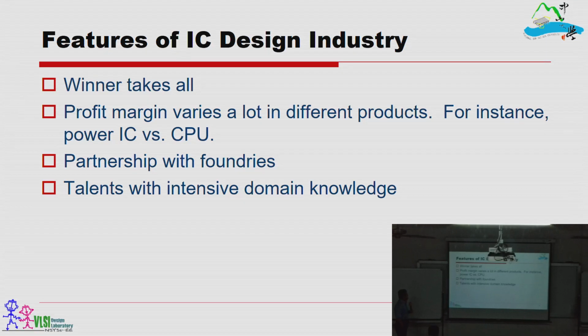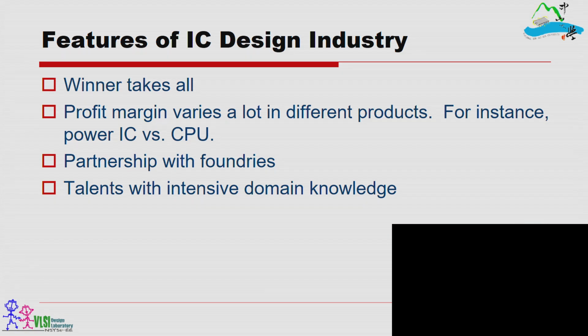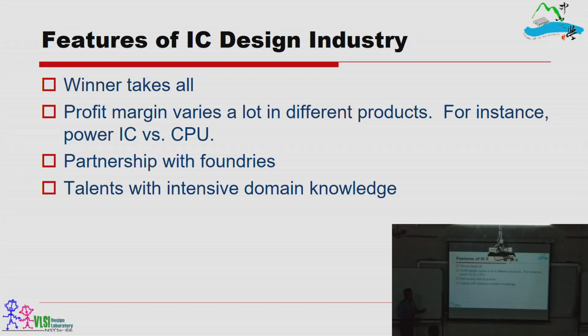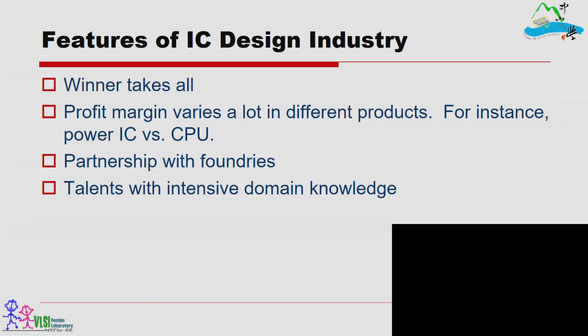All right, and the profit margin is so different for different products. For example, power ICs and CPUs. The profit margin of a CPU could be as high as 70%, but power ICs are so small and so cheap that a lot of companies can do that at 7%. So it's very diversified. The range is so dynamic.